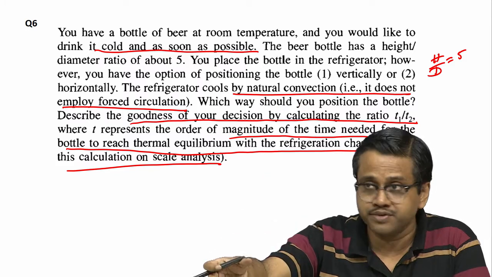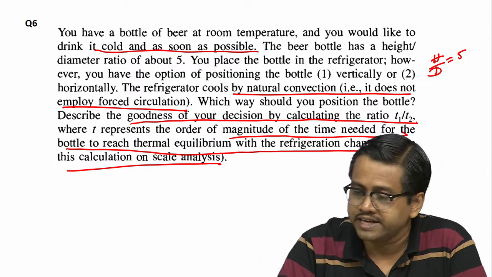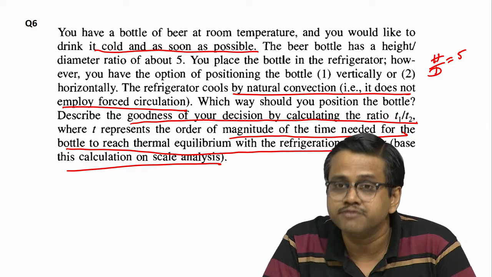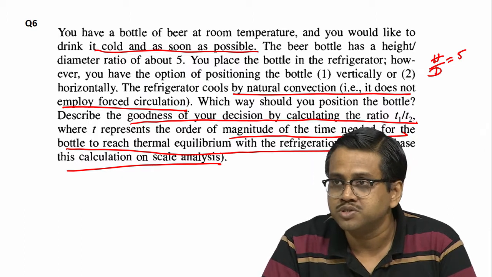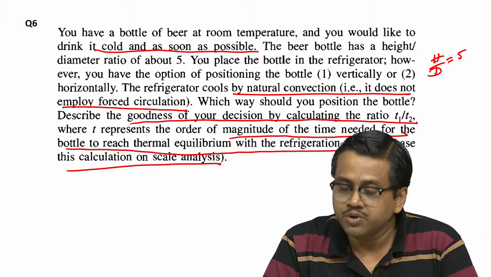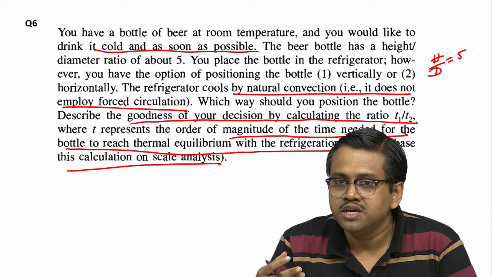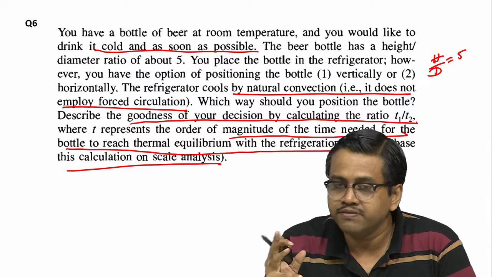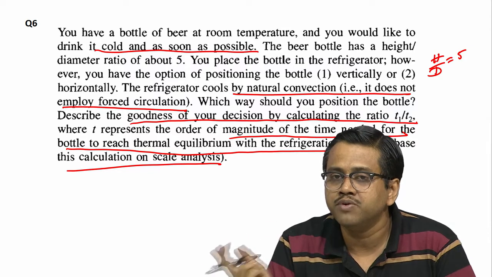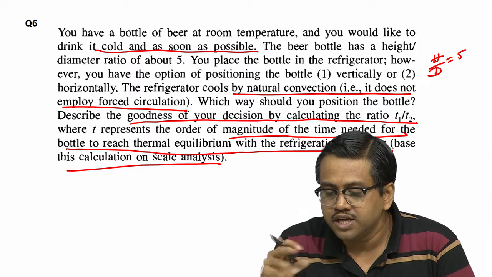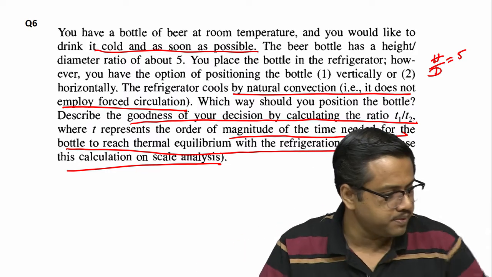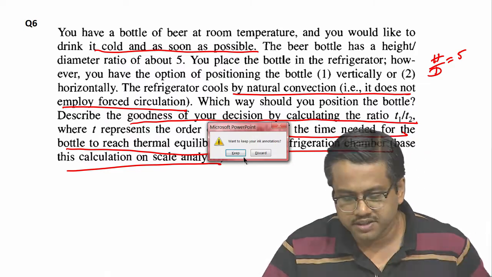These are high aspect ratio, remember the cans are usually high aspect ratio, that means the height is more than the diameter. In this case it is given as 5. You can have other situations where it can be a lot different. So, it cools by natural convection. So, the idea is that how would you place it, and this you have to justify by taking the ratio of the time T1 and T2 which is needed to cool the bottle down to its thermal equilibrium. Okay. So, that is the problem that we have in this particular case.